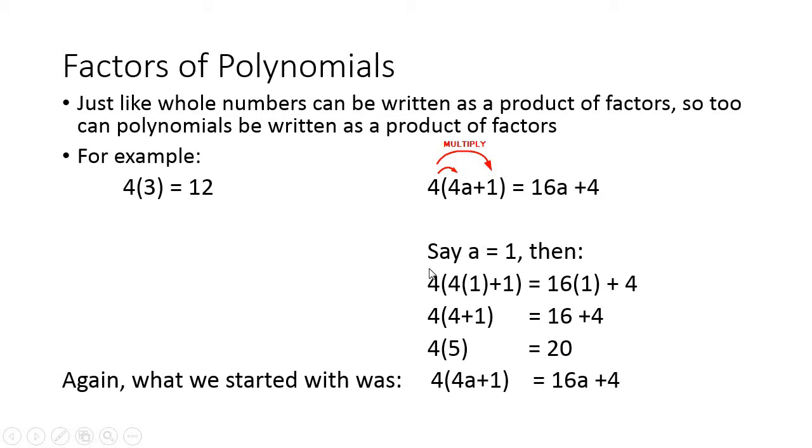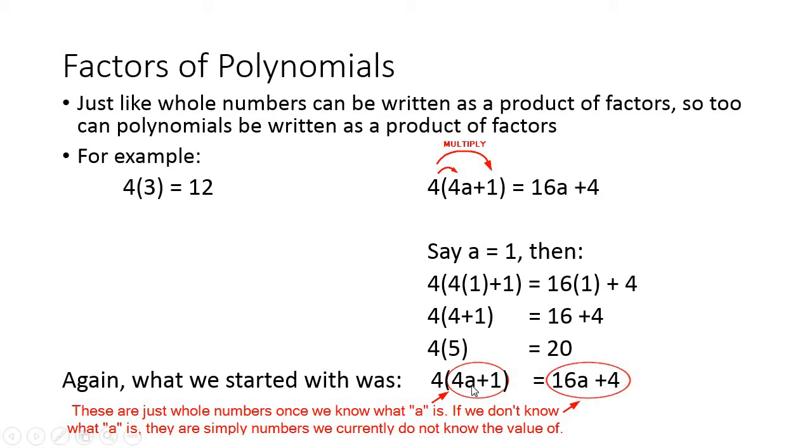And what did we start with before we plugged in the a? We started with 4 times 4a plus 1. So 4 is still a 4, but 4a plus 1 became a 5. So 4a plus 1 and 4, just like 5 and 4, are factors of this. And then 5 and 4 are factors of the 20. So again, these here that are circled just become a whole number once you put an a in there. So they look pretty complicated right now, but as soon as you put in a value for a, it's pretty straightforward that they just become a 5 and a 20, say.